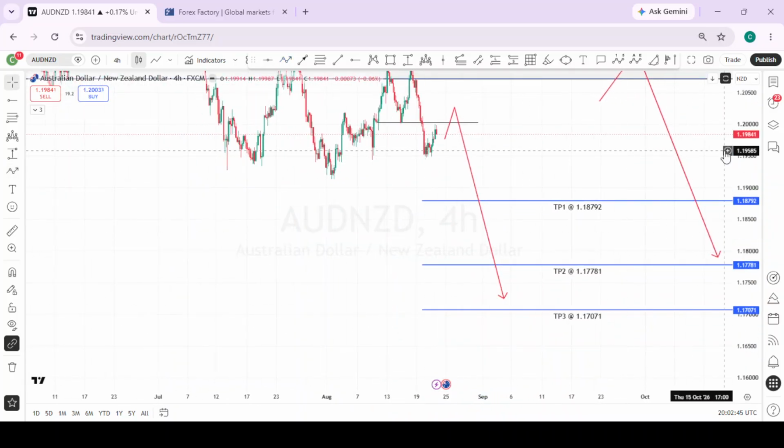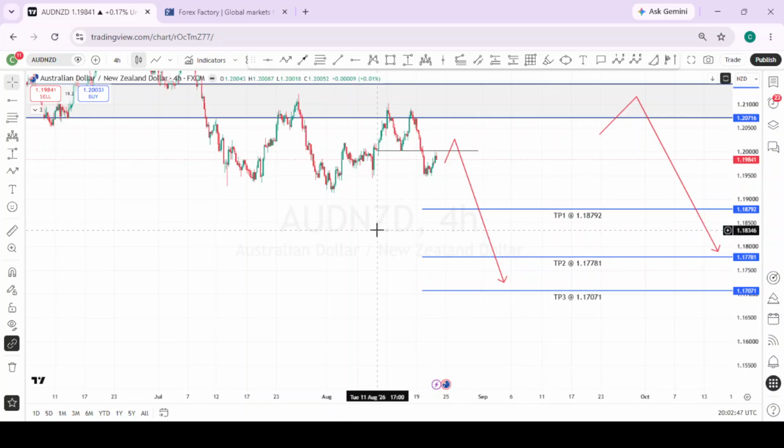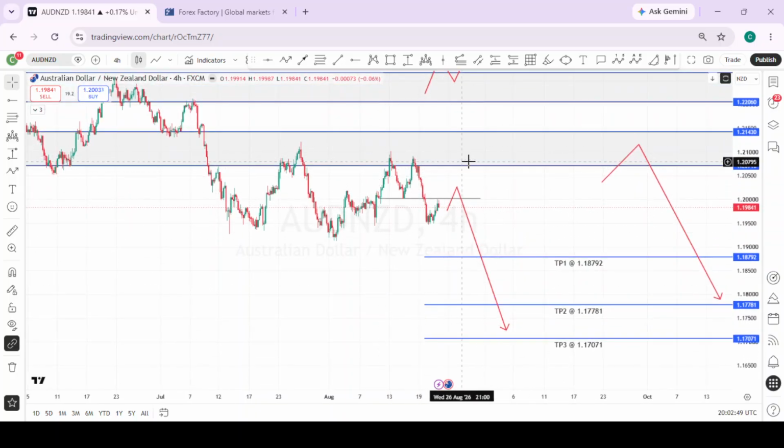Should price pull back a bit higher into the area of interest once again, we'll be patient to see how it develops. If it gives us a clean reversal pattern, we'll take our sells from there to the downside. So we are still bearish on AUD NZD.